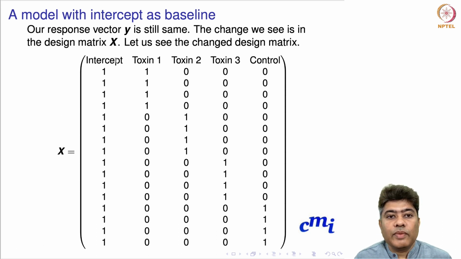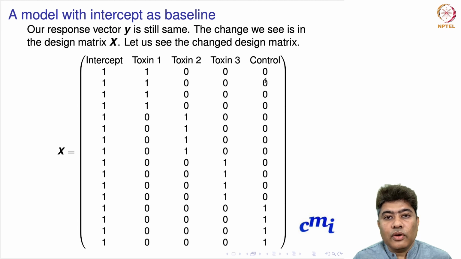In the changed design matrix, for the intercept, each observation has a 1. Then toxin 1 is 1, 1, 1, and the rest of them are 0. Toxin 2 is 0, 0, 0, then 1, 1, 1, and then 0, 0. So whatever observation belongs to that group, we will have 1 in that label and the rest are 0. This is typically called one-hot encoding or dummy variables.